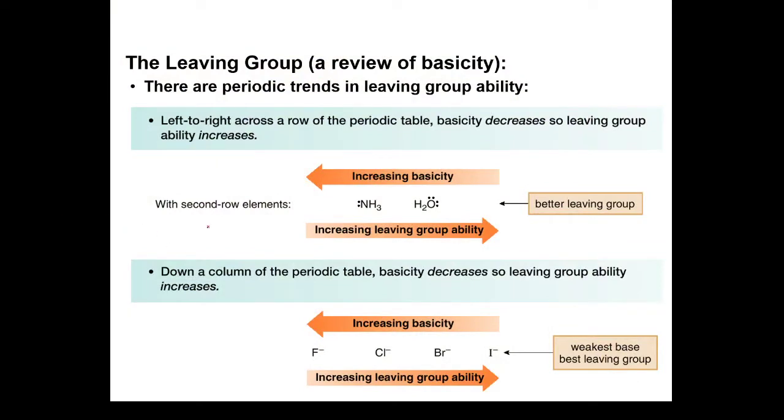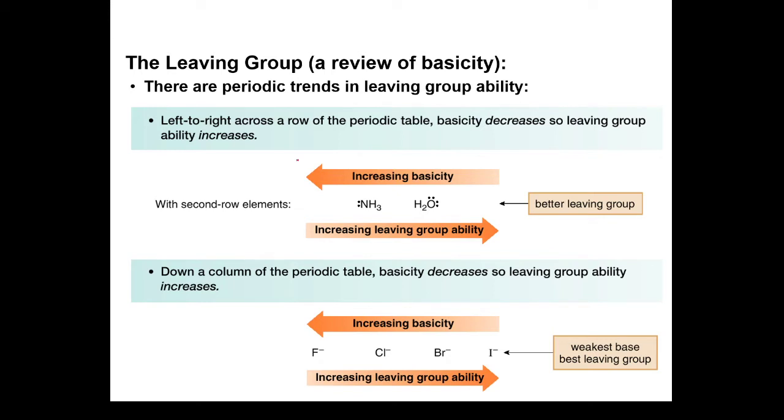Okay, so here's some rules about that. If we go left to right across a row of the periodic table, our basicity decreases. So, the less basic I am, the better I am as a leaving group. Or you could say the more acidic I am, but organic chemists talk basicity all the time because they're talking about the movement of electrons. So the further I am to the left on a periodic table, the worse I am as a leaving group.